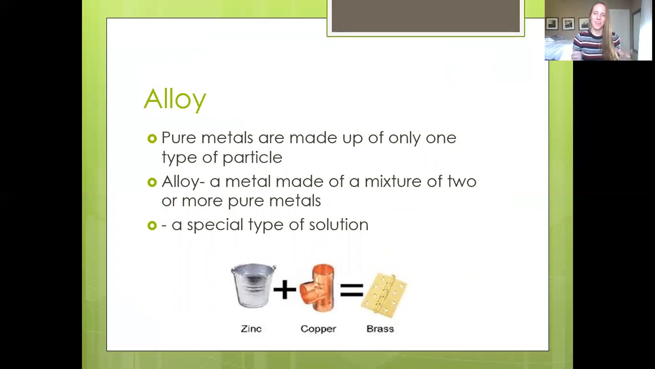So if you have pure metals on the periodic table and then you mix them together, you will form an alloy, which is just a type of solution. It's a solid solution. So for example, if you take zinc, which is an element, and copper, which is an element, you will get brass, which is an alloy. And that would be a solution. It's not a pure substance because it is made up of two different types of molecules, zinc molecules and copper molecules.